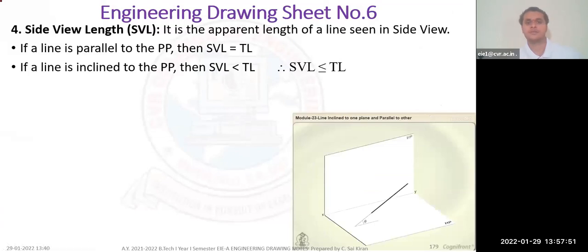Similar to the profile plane, we call it side view length. For the profile plane, we call it side view length. Whenever any line is parallel to the profile plane, then side view length equals true length. And whenever a line is inclined to the profile plane, side view length is less than true length. Therefore, I can say that side view length is either equal to or less than true length.